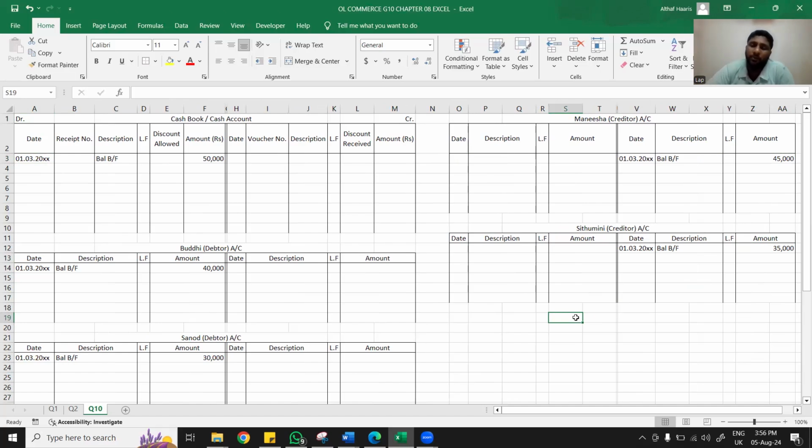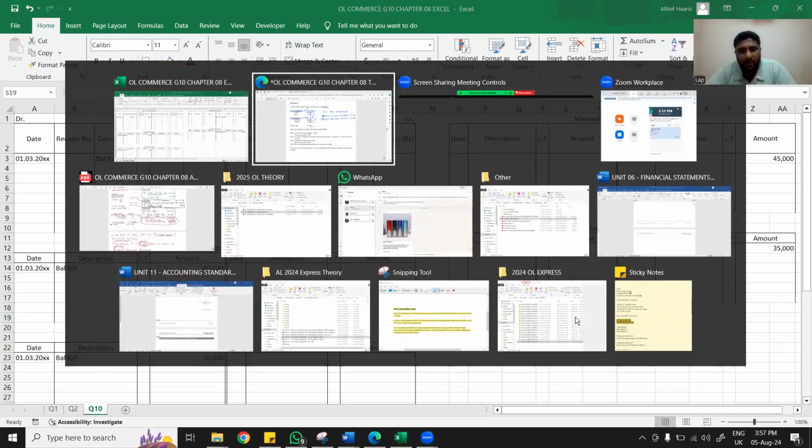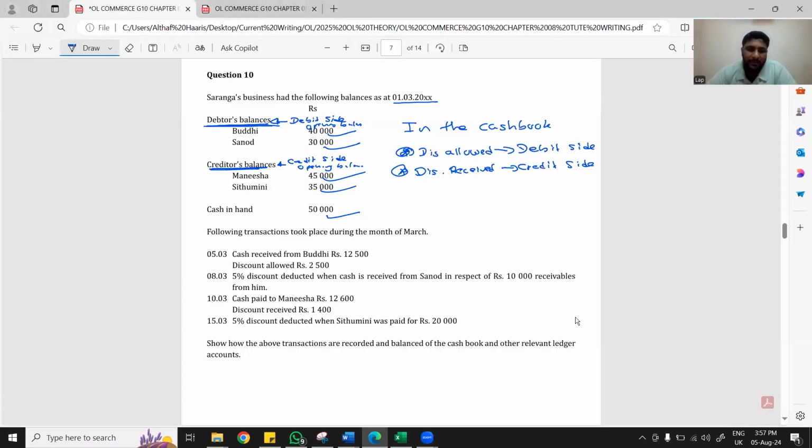So we recorded all the opening balances. Now everything is set. We prepared all the T accounts, the cash book, the ledger accounts, and marked the opening balances. Now we have to post the entries. Simple as that. So now let's start posting the entries.